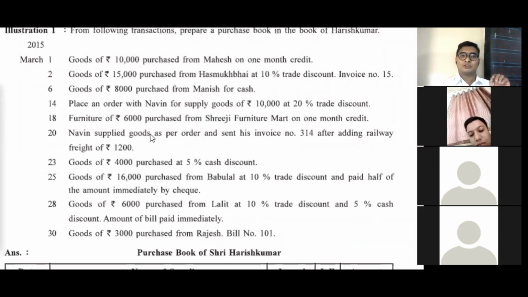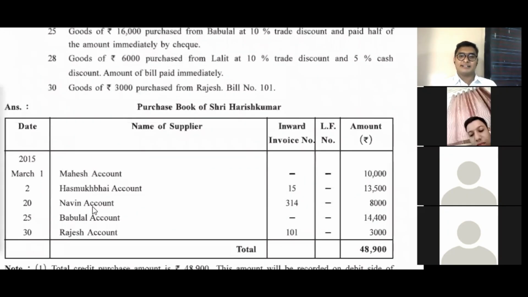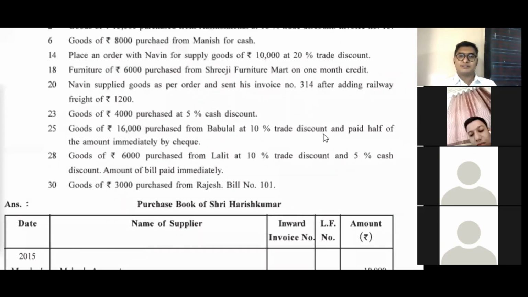Okay. So I am reading transaction number 20. Naveen supplied goods as per order and sent his invoice number 314 after adding railway freight of rupees 1200. Here, the name of the person is given, so it is a credit transaction, and that's why we record Naveen's account in entry number 20, amount of 8,000 and invoice number 314.